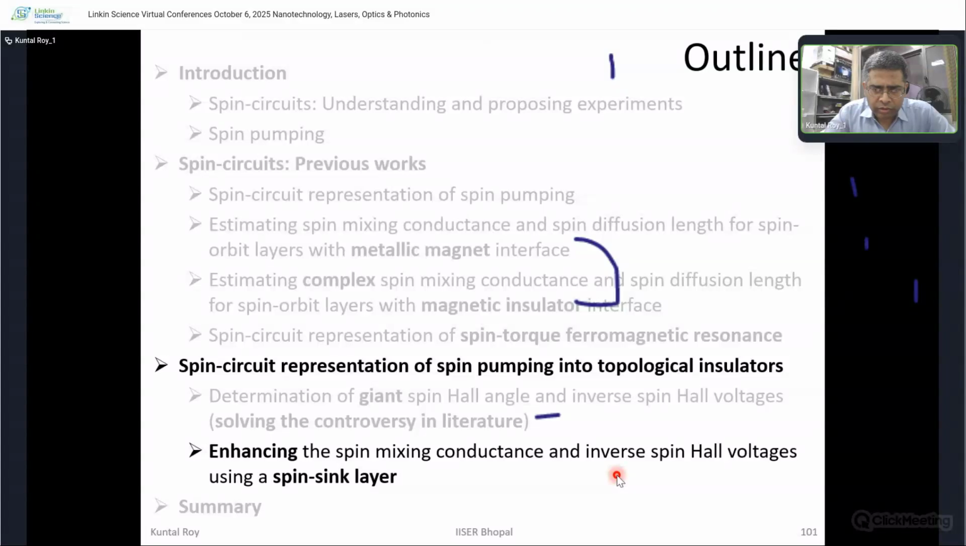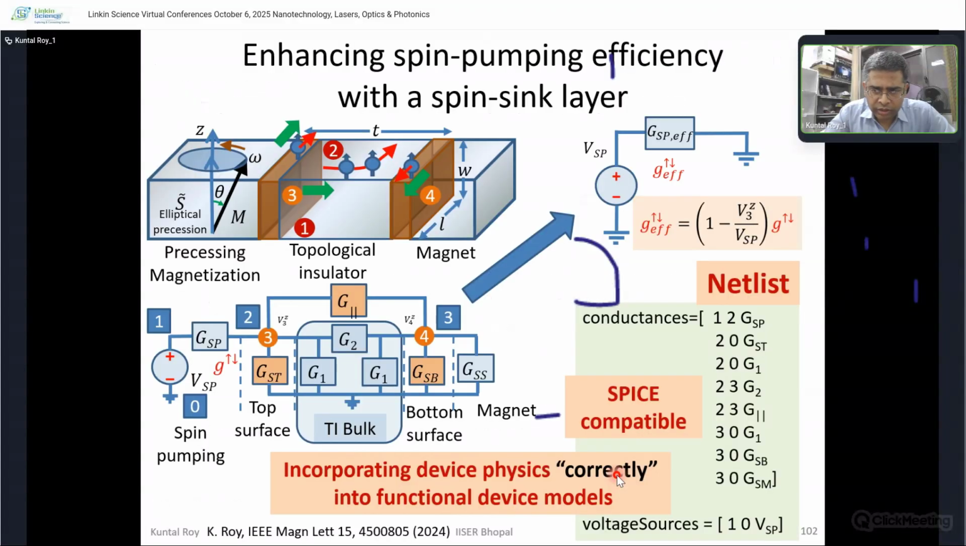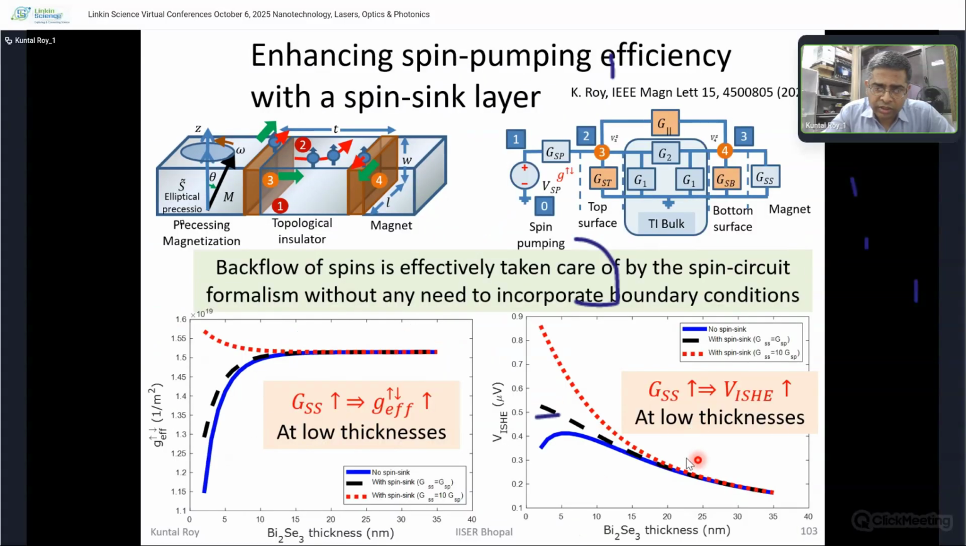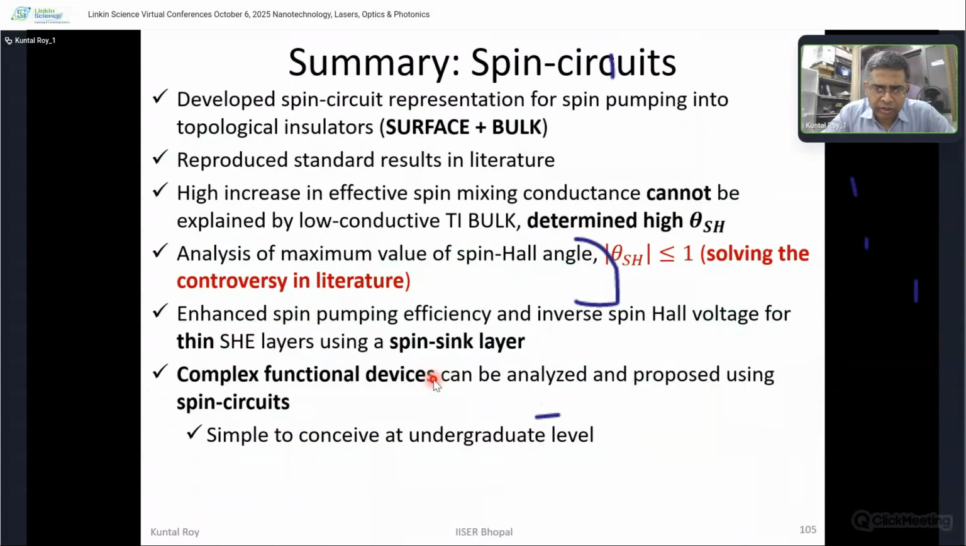We have also proposed some interesting device structures, like using a spin sink layer. It is possible to increase the inverse spin Hall voltage, because the backflow of spins can be reduced by using a spin sink layer that the magnet can access. Using this technique, you can put in some numbers and see how useful it will be, and later on you can match the experimental results.